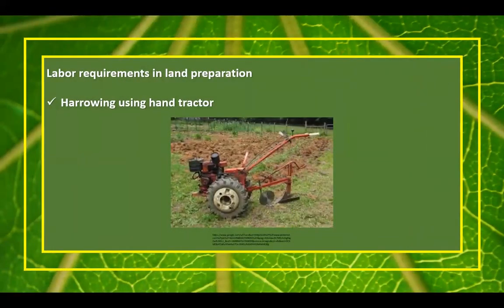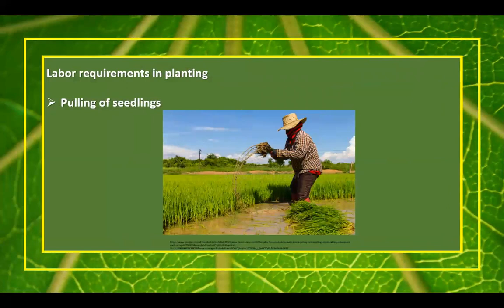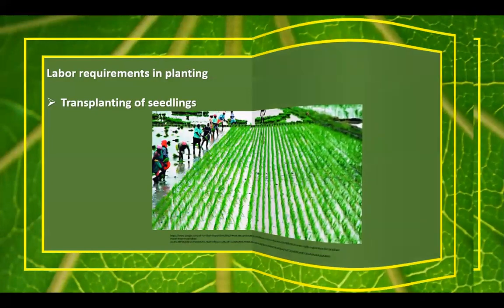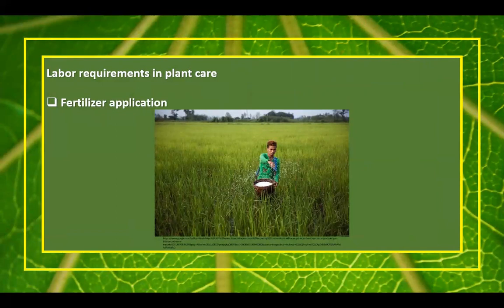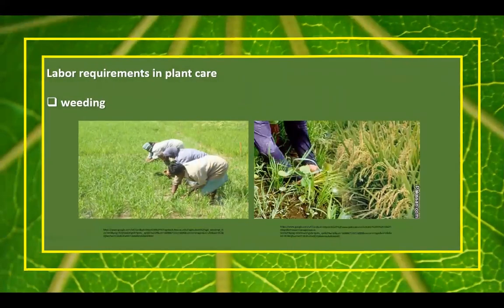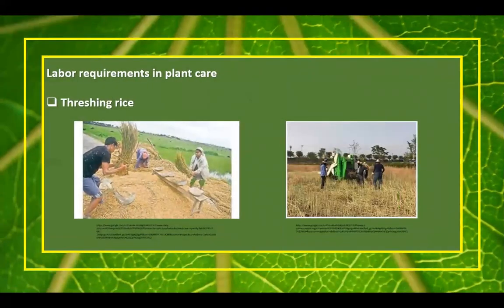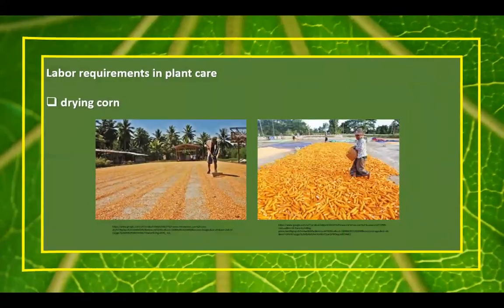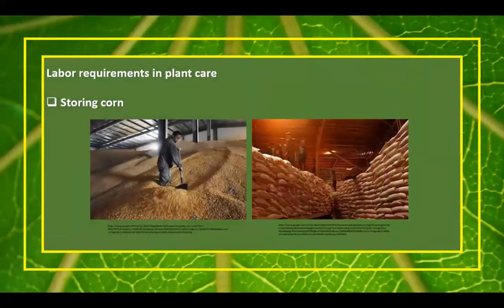Harrowing using a hand tractor. Clearing of the land using a hoe, harrowing using a hand tractor. We also have the pulling of seedlings, transplanting of seedlings. That is for the labor requirements in planting. And for the labor requirements in plant care, we have the fertilizer application, the pest control, the irrigation, the weeding, the harvesting, threshing rice, drying rice. We also have the threshing corn. We have the drying corn. And of course, last but not the least, is what we call the storing corn or the storing rice grain.